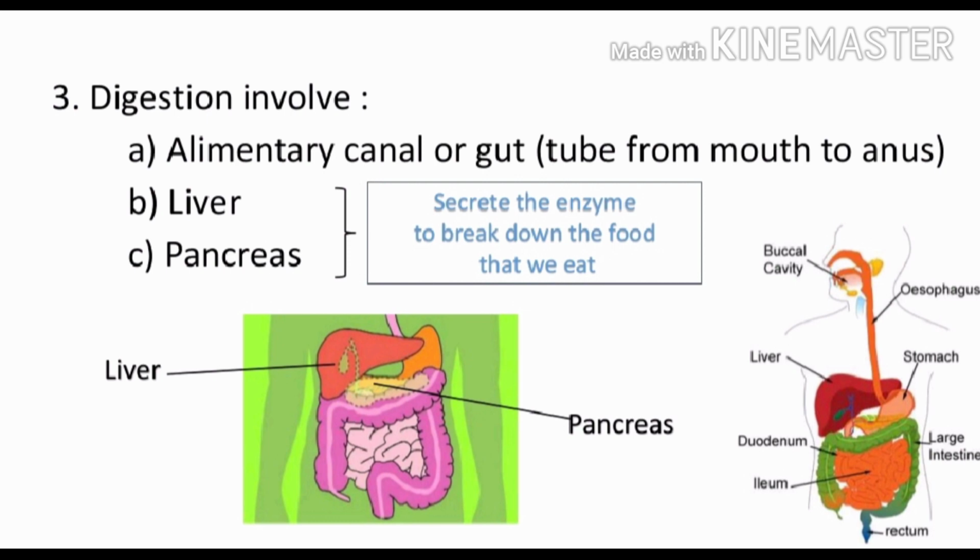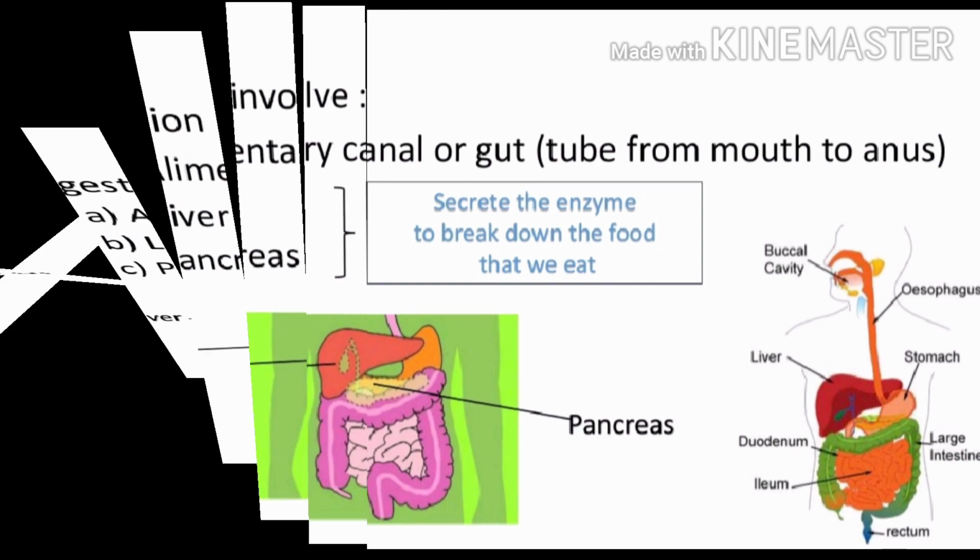Digestion involves number one, alimentary canal or gut, that is tube from mouth to anus. Number two, liver. Number three, pancreas. Both secrete the enzymes to break down the food that we eat. You see in the diagram liver and pancreas.